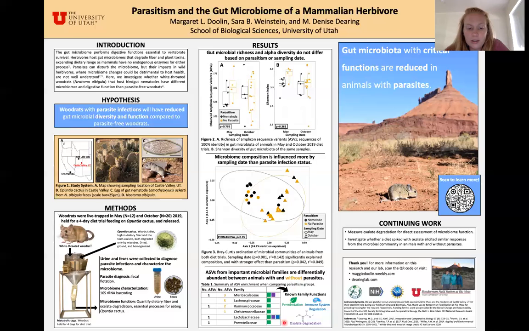Just a summary table here showing that there are several more ASVs enriched in animals without parasites than those enriched in animals with parasites. But all of the families that have ASVs enriched in either group have important functions for the gut microbiome in wood rats, but also across animals. Some of these are also common to human microbiomes. And so here I have summarized the known family functions, just knowing that gut microbiota with critical functions are reduced in animals with parasites, since we're seeing this higher enrichment of several of these taxa in animals without parasites.